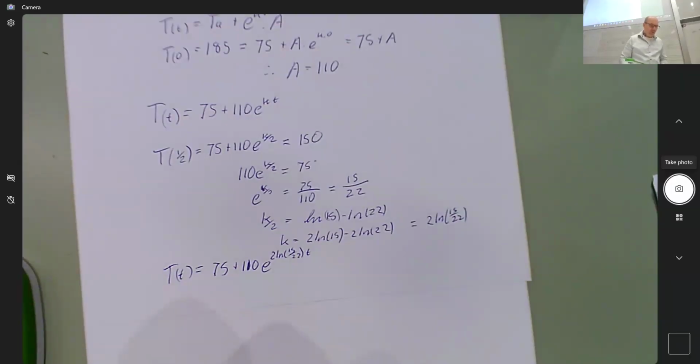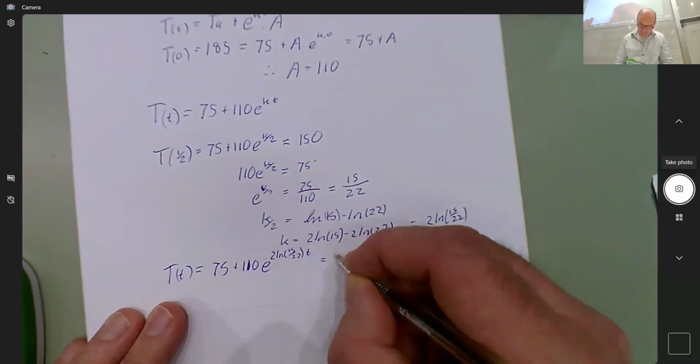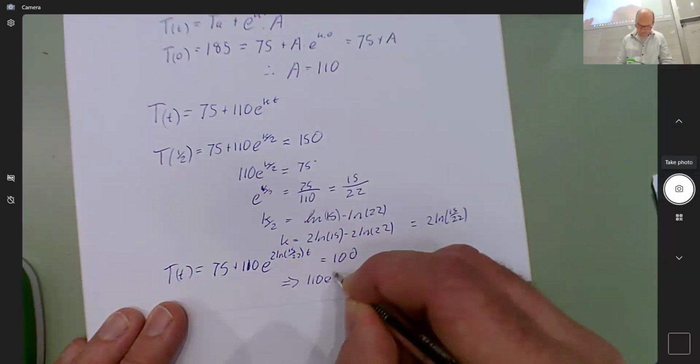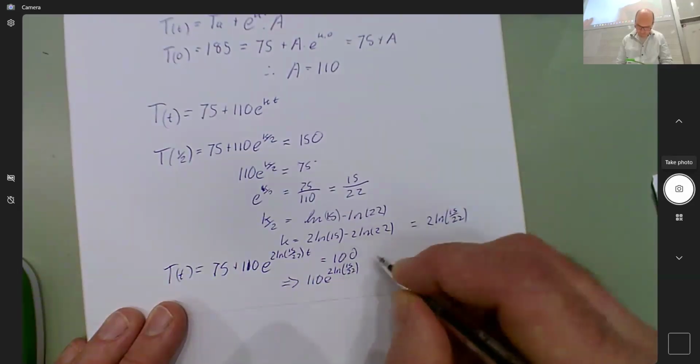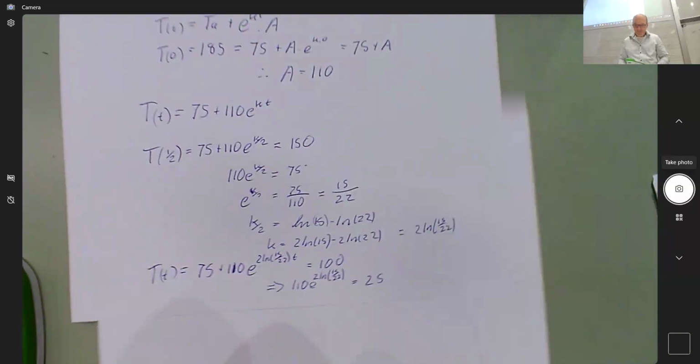Okay, so I want to work out where that's equal to what the question said. The question said, when does the turkey reach 100 degrees Fahrenheit? Okay, so we're going to do the same thing. We're going to make this equal to 100, all right? And so we're going to get 110 e to the 2 ln 15 on 22 is equal to 25. All right, that's going to annoy me, but let's go.